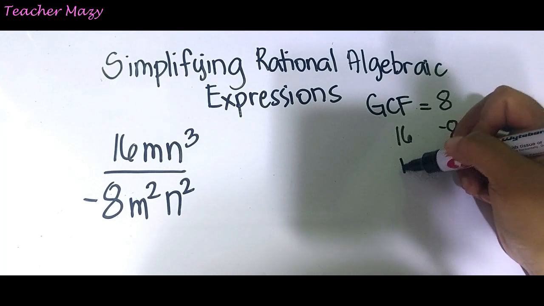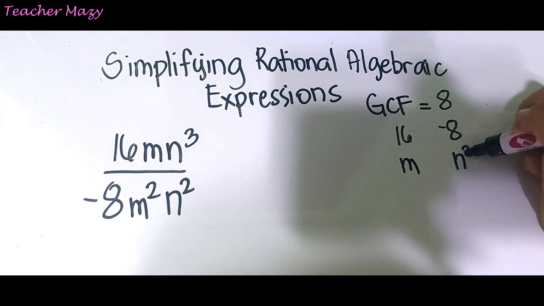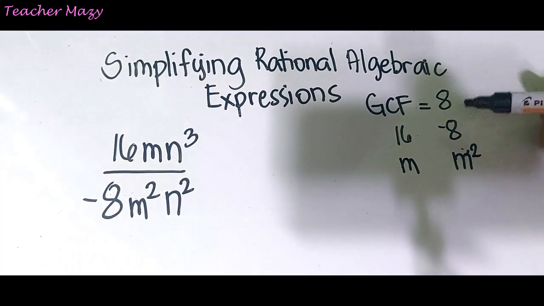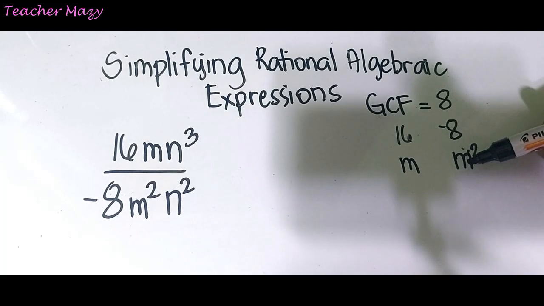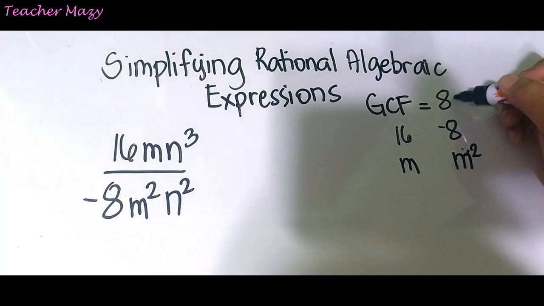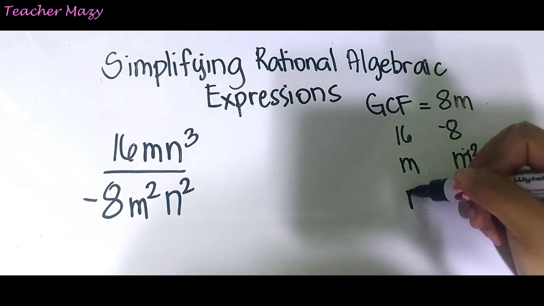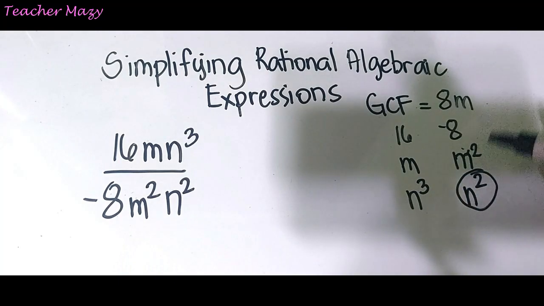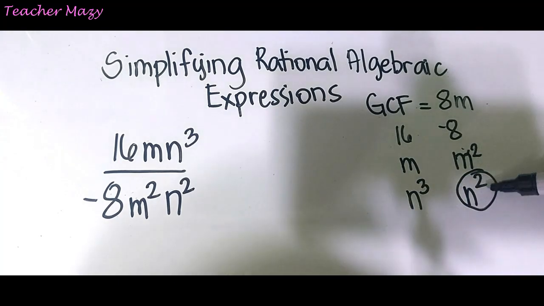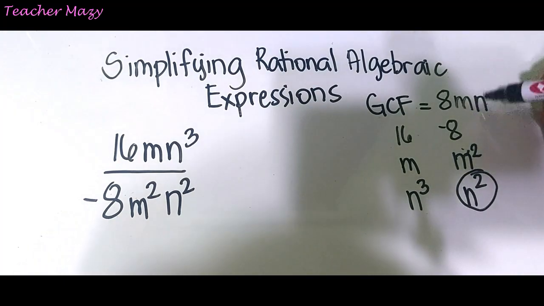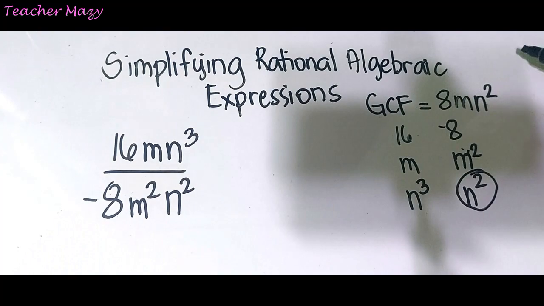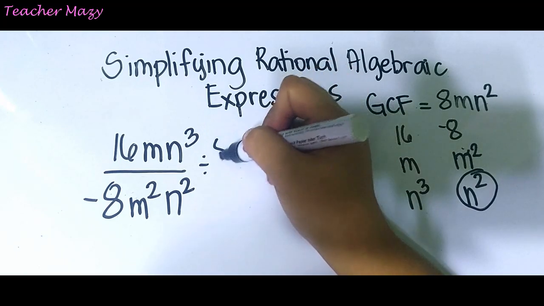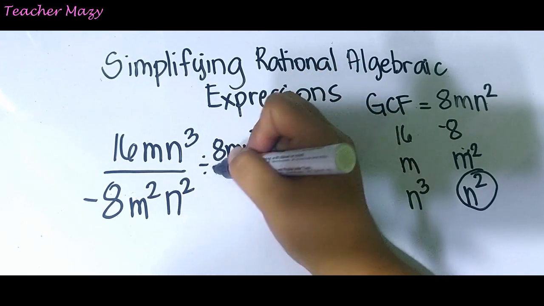Next, for the first variable, we have m and m squared. The variable with the smallest exponent is m. And then for n cubed and n squared, the variable with the smallest exponent is n squared. So that means this is our greatest common factor, or the GCF. Okay, so let's divide our given using our GCF.